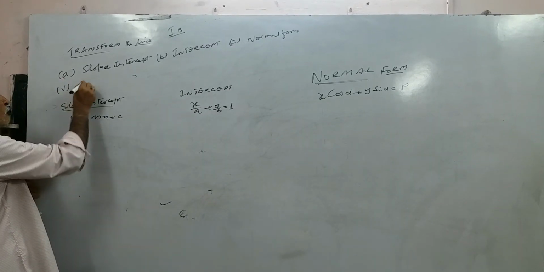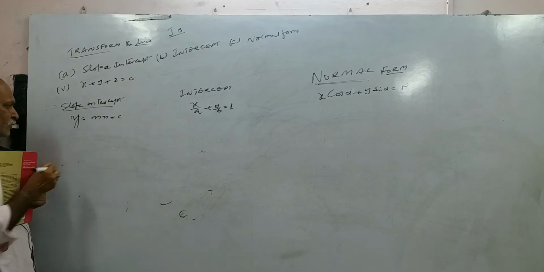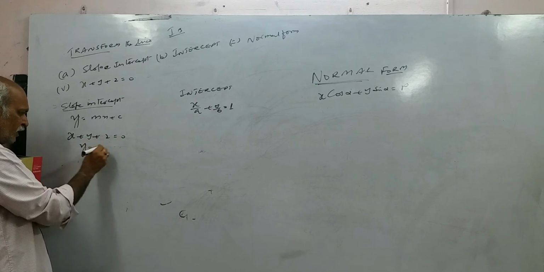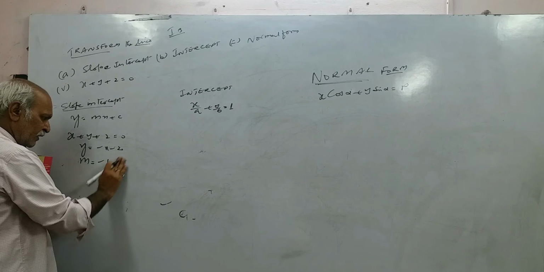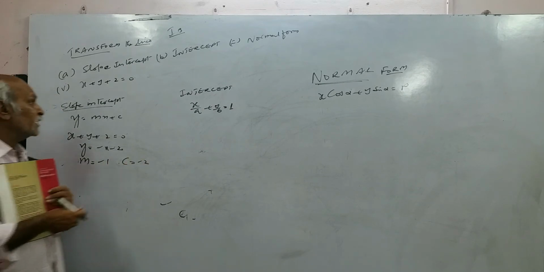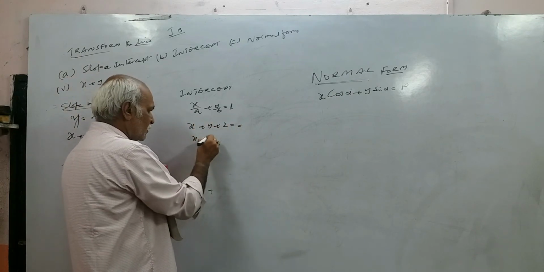Next, x plus y plus 2 is equal to 0. y is equal to minus x minus 2. What is the m value? Minus 1. C value minus 2. Again we have to convert this. x plus y plus 2 is equal to 0.